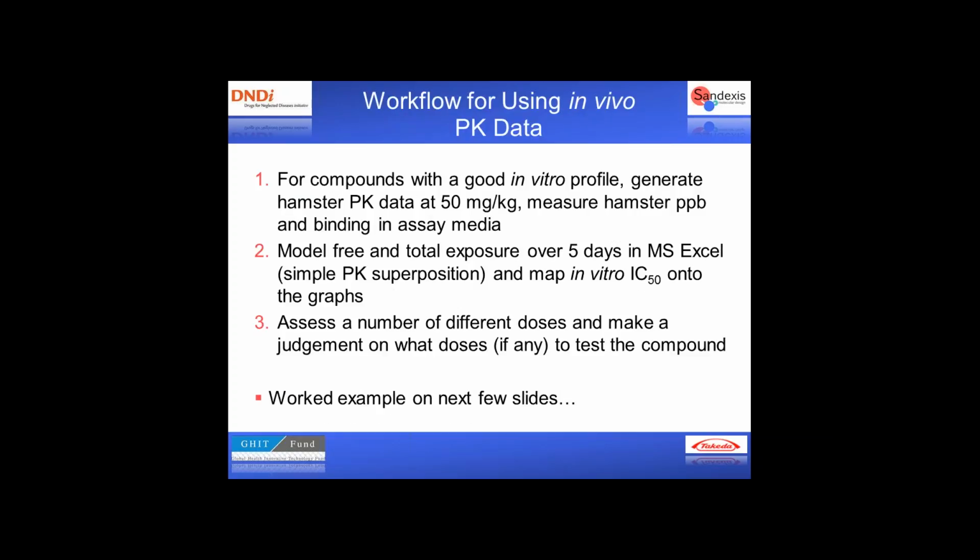So when we've generated all of this data, we've got good potency, good cytotox, sufficient stability in hamster liver microsomes and obviously human liver microsomes as well, and we know something about the hamster plasma protein binding and the binding in the assay media. We'll start generating some PK data, and typically we do this in an oral PK study in hamster at 50 mg per kg, single dose.